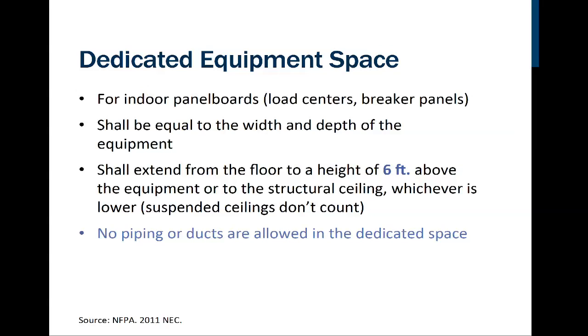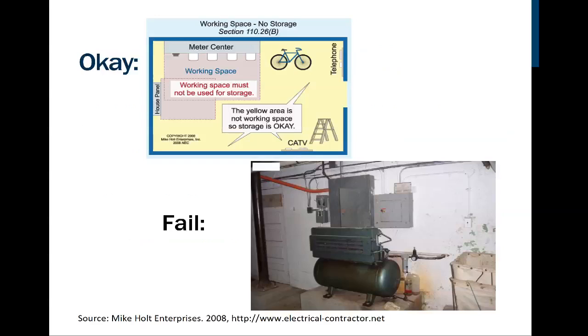Okay? And it says that there are no piping or ducts allowed in this dedicated space. All right. So this is an example of a dedicated space. This is a room, might be in a barn, not sure where it is. And in this case here, this was okay because there's the house panel and there's nothing that can be in front here. There's nothing that can be in front of this working space. But once you get outside this zone, now I can store some things over here, right?